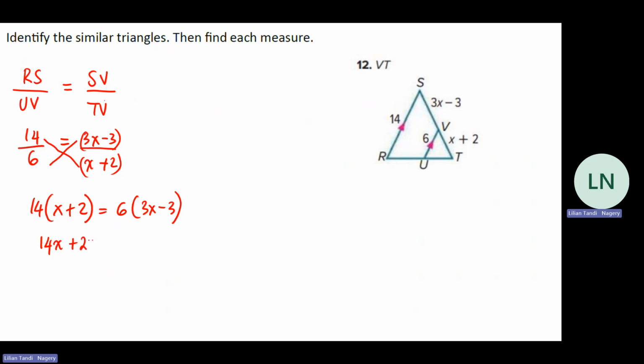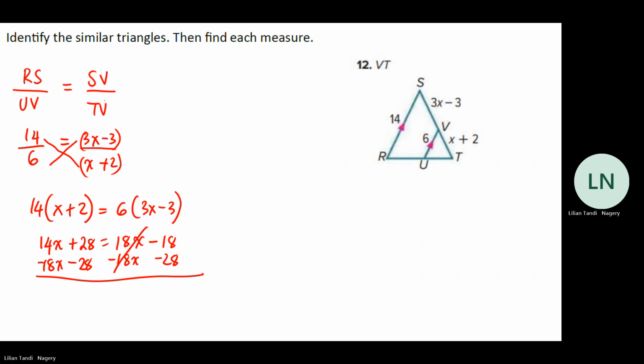14x plus 28 equals 18x minus 18. Minus 18x, minus 18x, minus 28, minus 28. These two become 0. This becomes negative 4x. This becomes negative 46. Okay. Divide by negative 4, divide by negative 4.